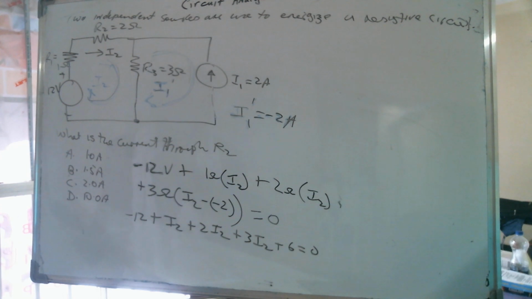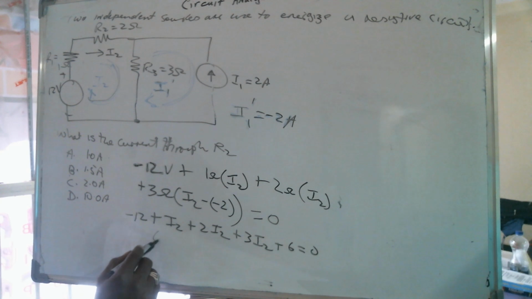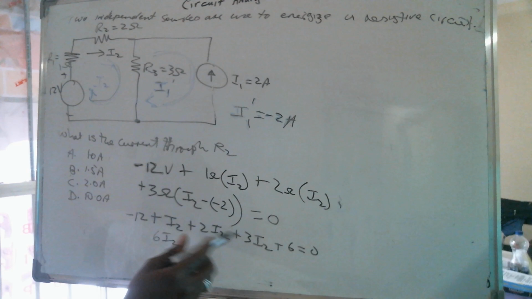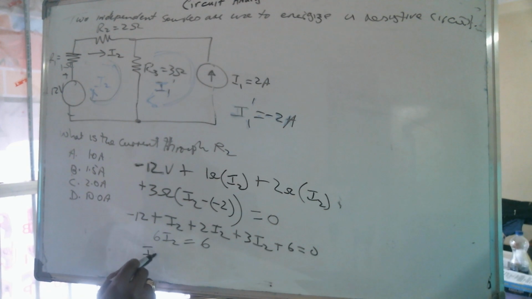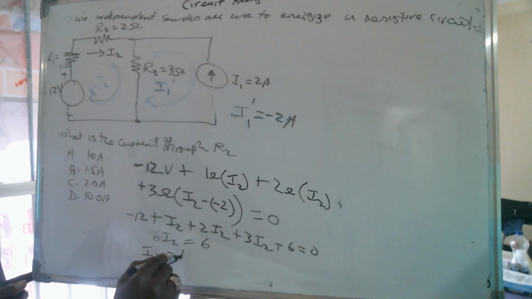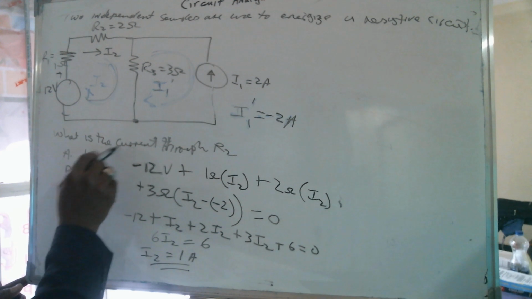Now, if we take the summation of the I2s, I2 plus 2I2 plus 3I2 is 6I2, and minus 12 plus 6 is minus 6. Bring it to the other side, so 6I2 equals 6. So I2 is going to be equal to 1 amp. So the correct answer is A.